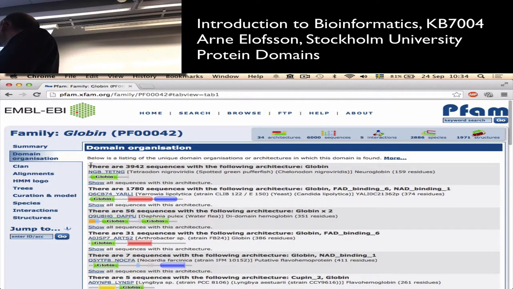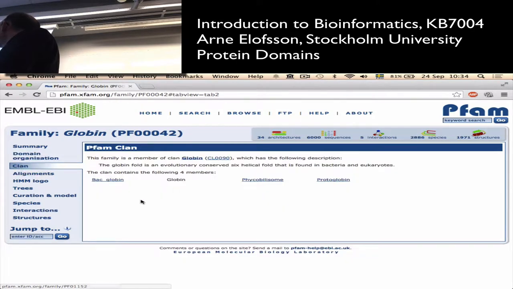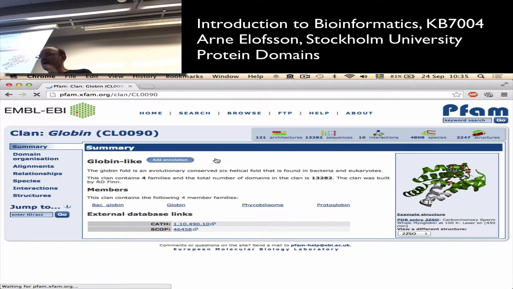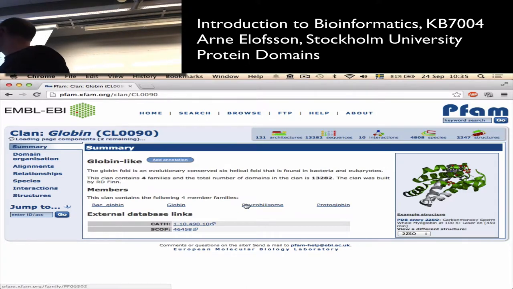So you can look at clans. So there's a globin clan, which is like the superfamily. It didn't exist in original PFAM, but they added it afterwards, and it's actually quite useful.